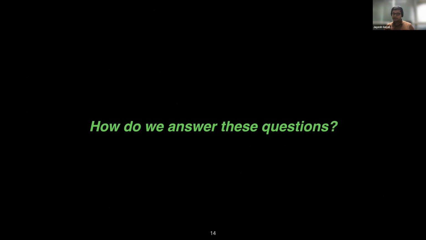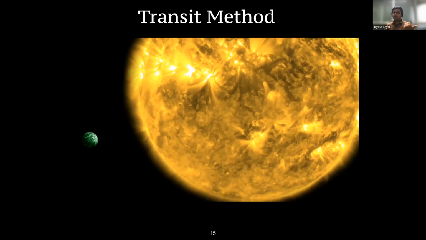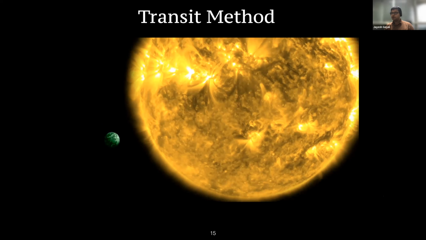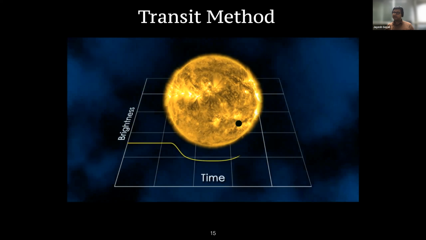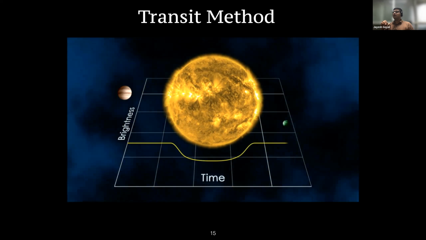So how do we answer these questions? Ravi would have covered one of the techniques to detect planets, which is the transit method. This transit method has been one of the most successful techniques to detect exoplanets. He might have covered the details, so I'll just give a brief explanation.